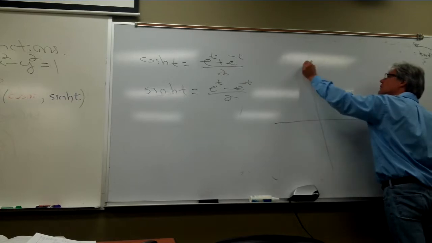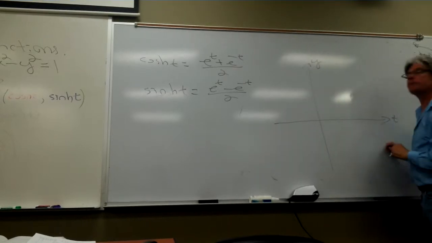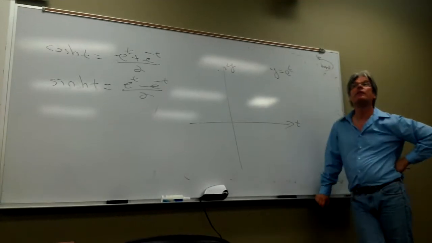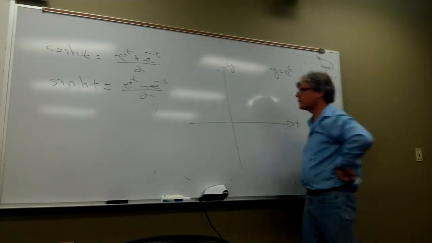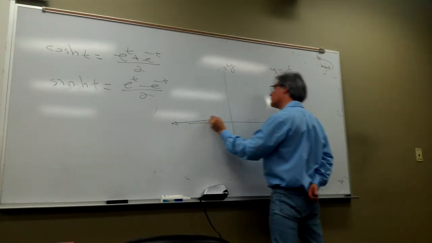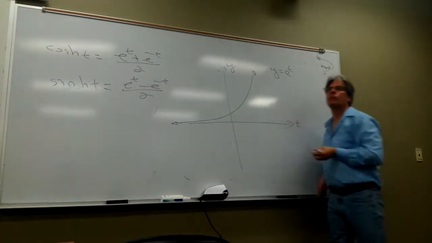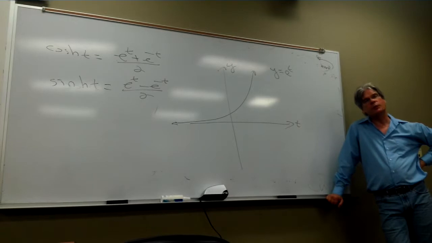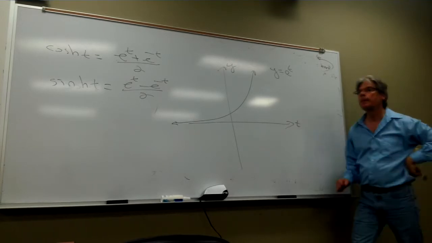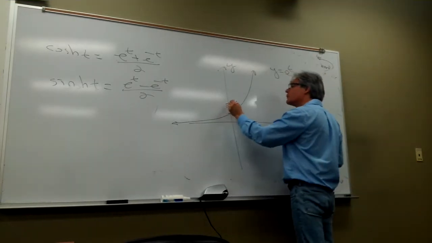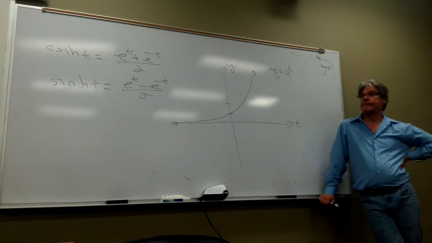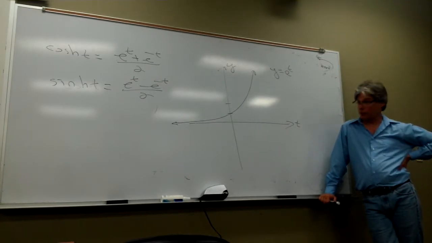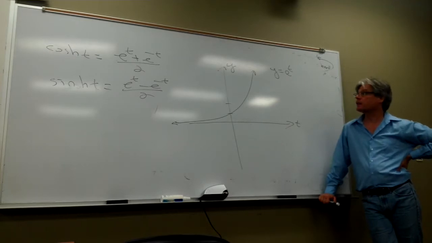T-axis, y-axis. You guys, I want a yes or no answer. Is that easy to graph? Yes, piece of cake. Where's the x-intercept? There isn't one. Where's the y-intercept? 0, 1. Where is the vertical asymptote? There isn't one. Where's the horizontal asymptote? y equals 0 on the horizontal t-axis.